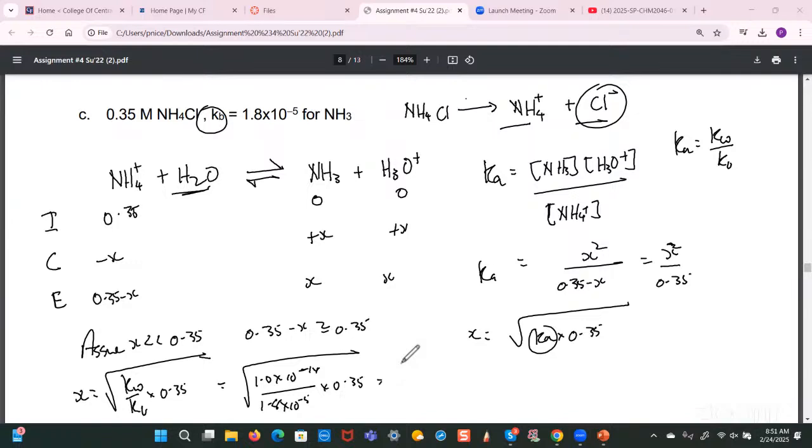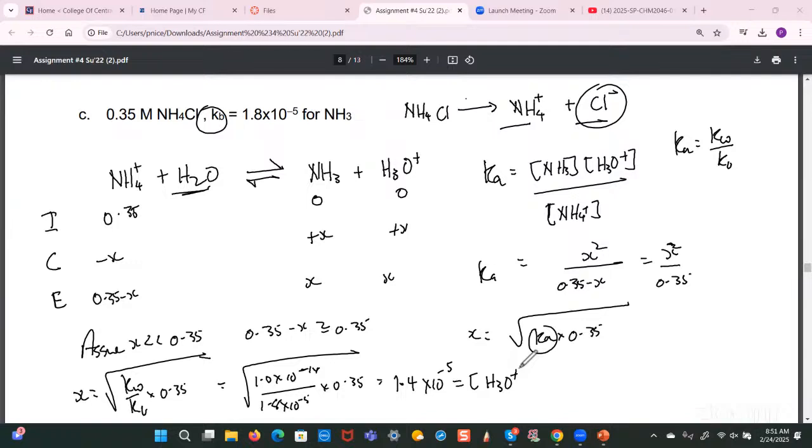So let's see what that gives. 1 times 10 to the minus 14, multiplied by 0.35, divided by 1.8 times 10 to the minus 5, and find the square root of that. According to my calculations, this will be equal to 1.4 times 10 to the minus 5, so this will be equal to the concentration of H3O plus.